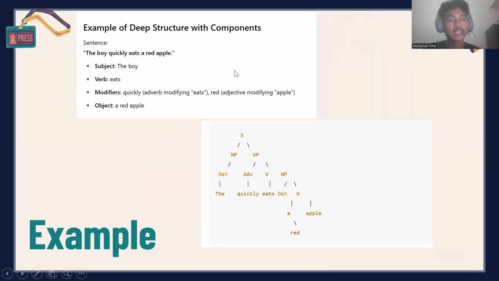Okay, this is an example of deep structure with components. In the sentence "The boy quickly eats a red apple," the subject is "the boy," the verb is "eats," and the modifier is "quickly," an adverb modifying "eats." "Red" is an adjective modifying "apple," and the object is "a red apple."